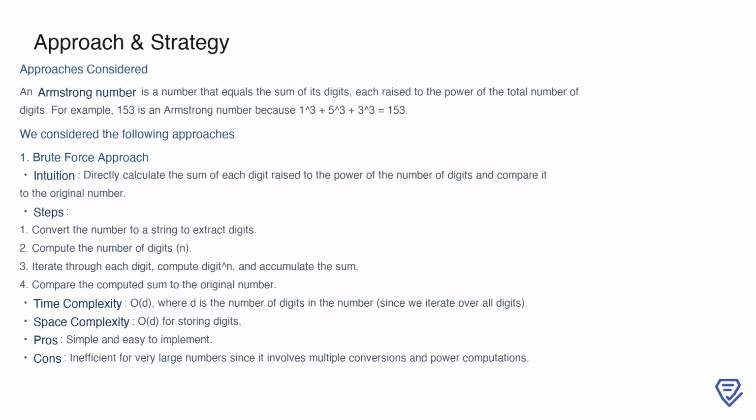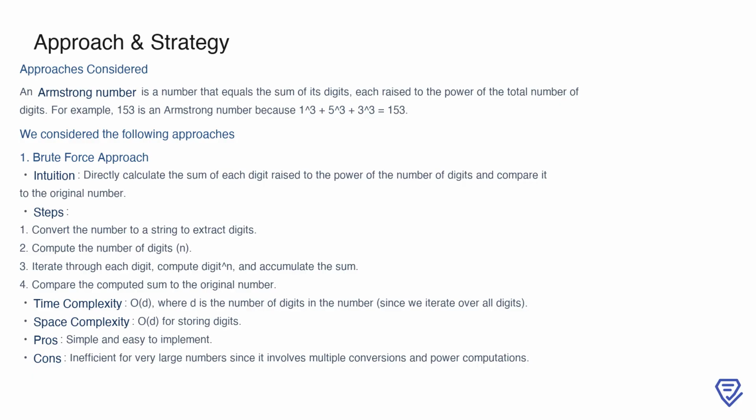To solve the Armstrong number problem, we first need to understand its definition. An Armstrong number is a number that equals the sum of its digits, each raised to the power of the total number of digits in the number. For instance, the number 153 qualifies as an Armstrong number because if we take its digits, 1, 5, and 3, and compute 1 cubed, 5 cubed, and 3 cubed, the sum equals 153.